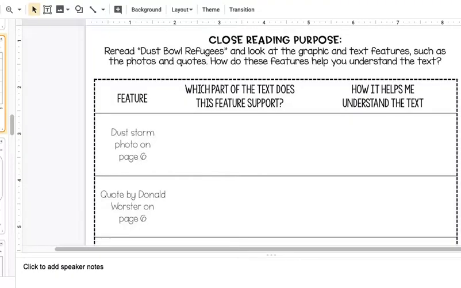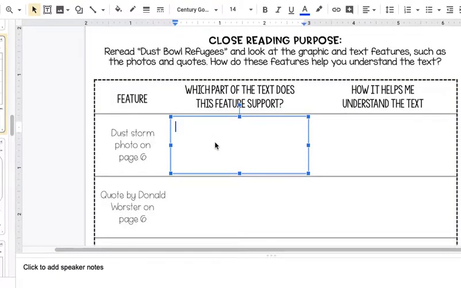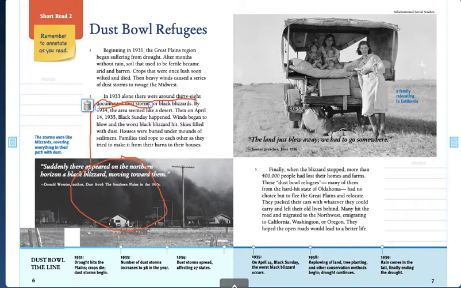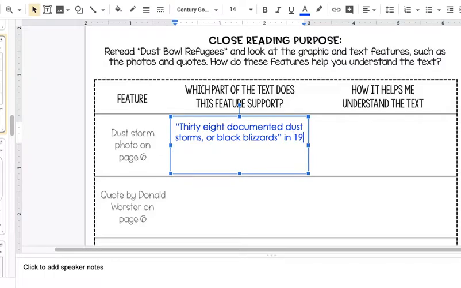And I'm sorry mine is sloppy, it's hard to do with my mouse pad on my laptop. It supports this part of the text, that there were around 38 dust storms or black blizzards. So that's the first thing that we need to think about on our packet. What part of the text does it support? I'm going to put it in quotes because I'm taking it directly from the text. 38 documented dust storms or black blizzards. And I want to think, when did that happen? Oh, it was in 1933. So I can add that in 1933. I didn't put it in quotes because I kind of took that out of order. I'm just adding the year for myself to help me remember.